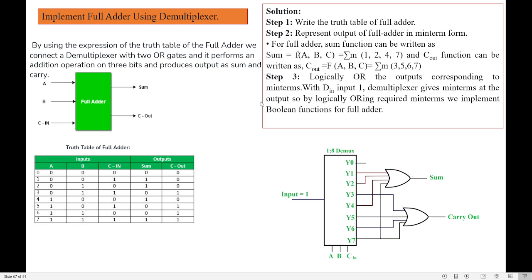Okay, if they ask to design a half adder using demultiplexer, instead of full adder you need to use a half adder. Write the truth table of half adder, write the minterm representation of sum and carry and then draw the logic diagram.